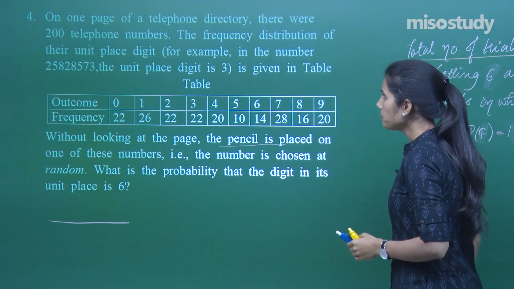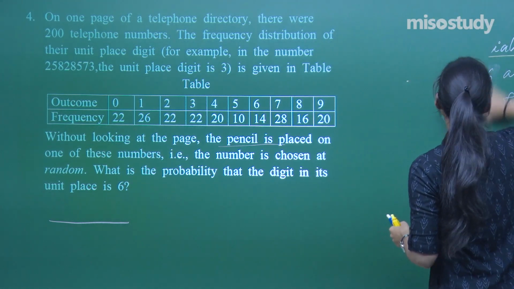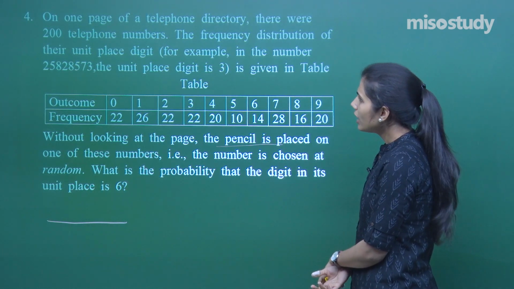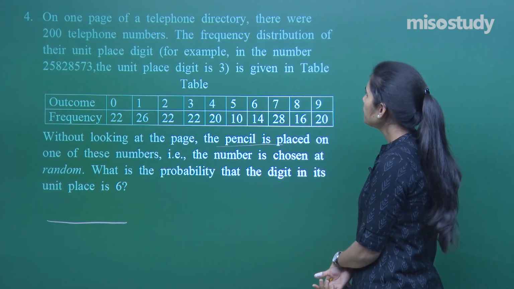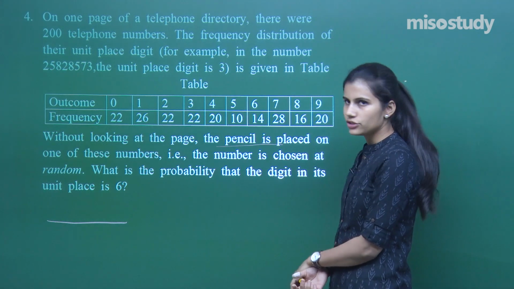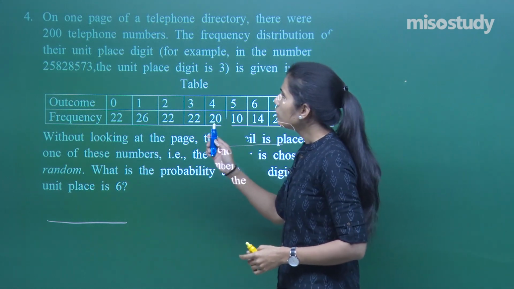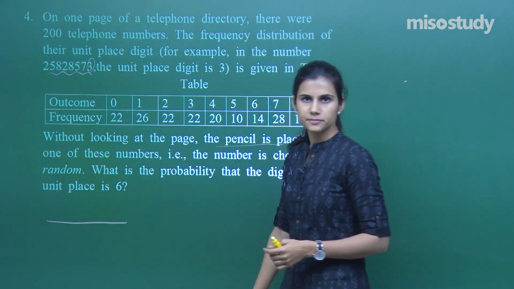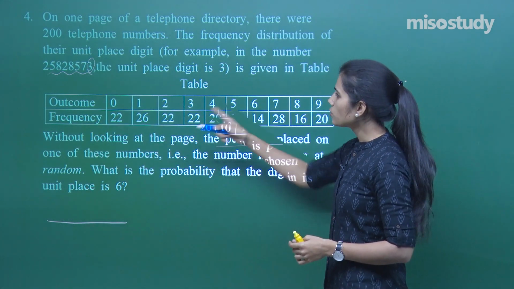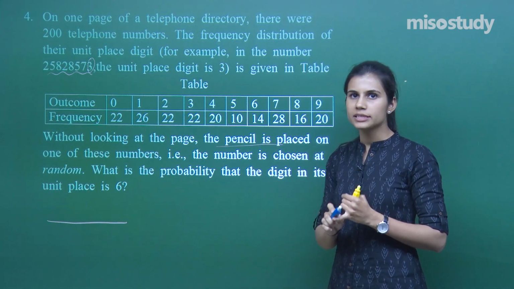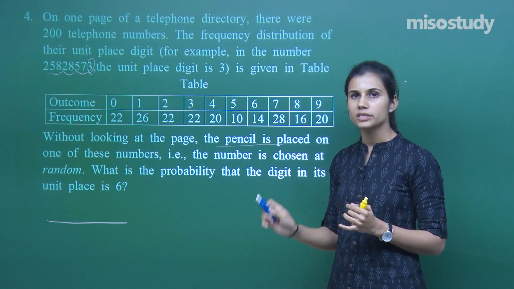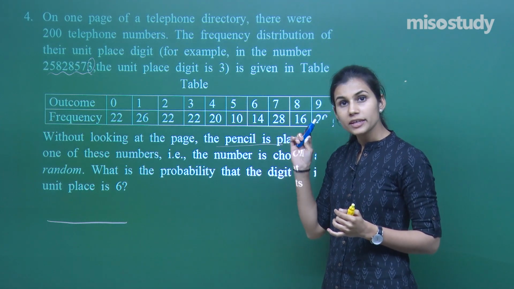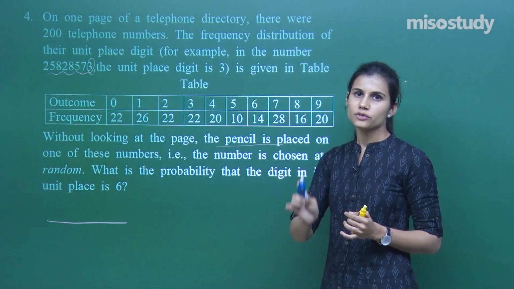It says that on one page of a telephone directory, please try to read the question nicely, there were 200 telephone numbers written. The frequency distribution of their unit place digit. That means, when you have a phone number, it has a units place. The unit place digits were collected. In the unit place, you can have either 0, 1, 2, 3, 4, 5, 6, 7, 8 or 9. The moment it becomes 10, it becomes a 2-digit number. So in the units place, you can have a single digit number ranging from 0 to 9.